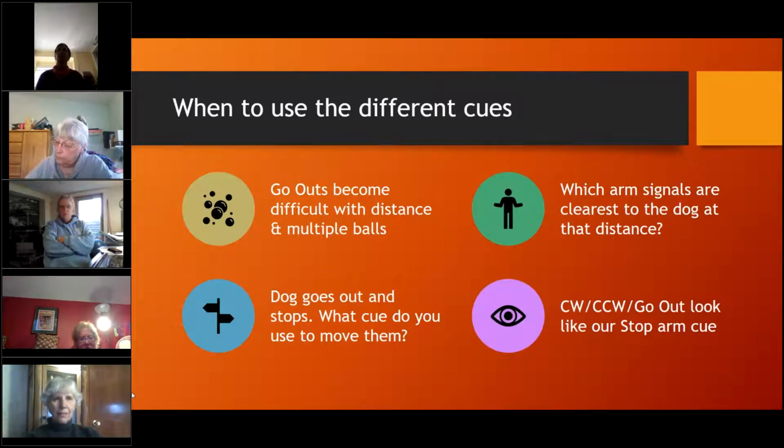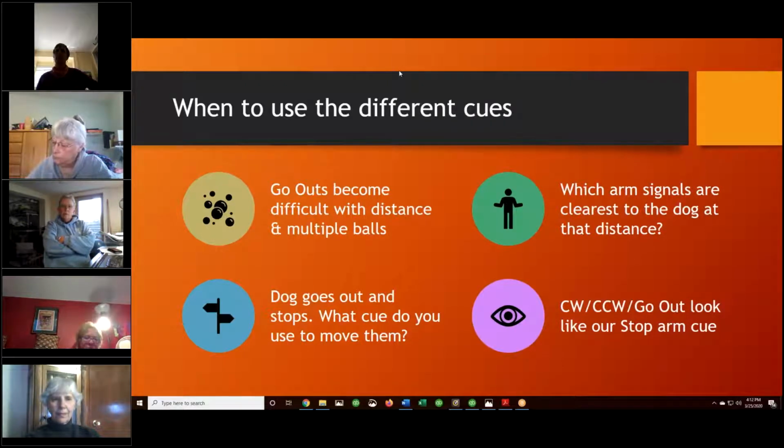Monica had a really nice run. She had been working really hard with JoJo on going out and getting the right ball. And Monica uses go outs. She lines herself up, points straight out to where she wants the dog to go, and then the dog goes out and lines up behind the ball.